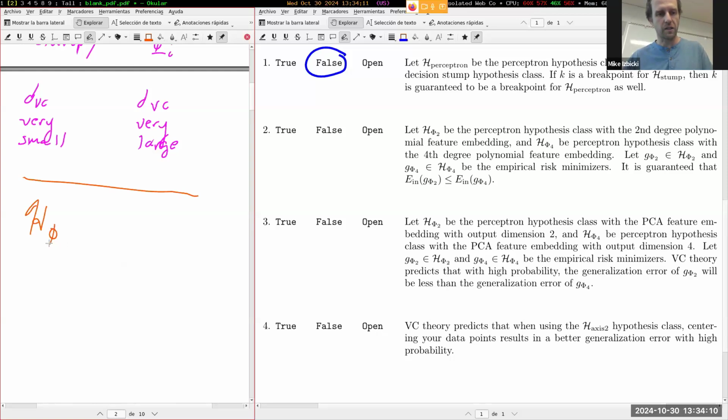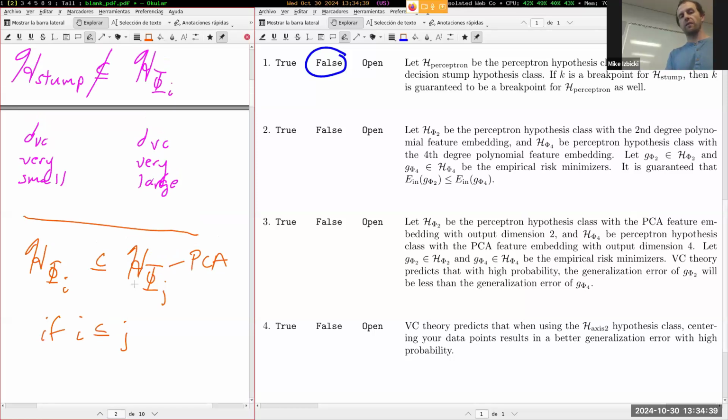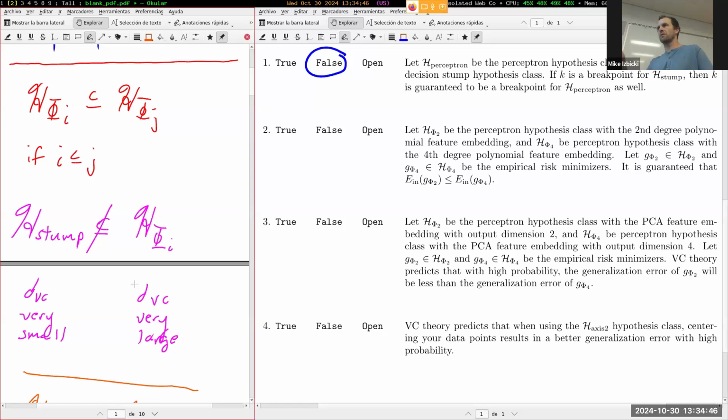And then another subsequent family, which will be related to problem 3, is also HV sub I being a subset of HV sub J, but now with this V being the PCA. The relationship here also holds if I is less than or equal to J. At this point, these are the 3 families of relationships that we've covered. And you can't say, in general, anything between these families, but only within the family itself. Does that answer your question?